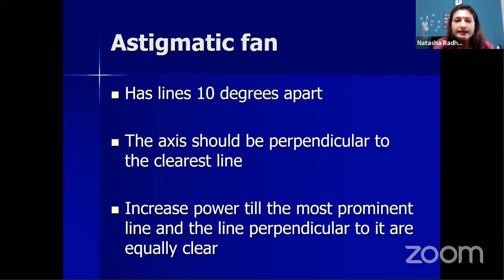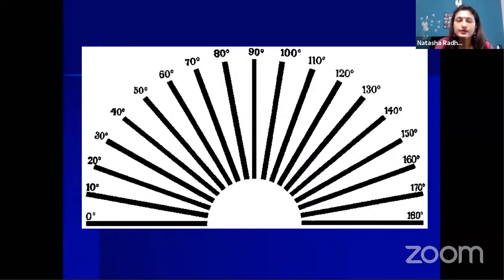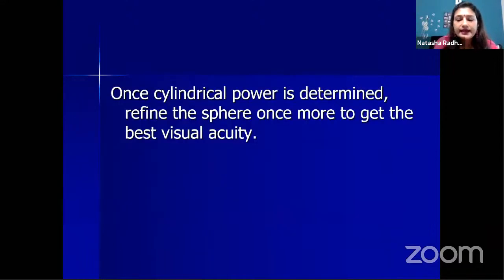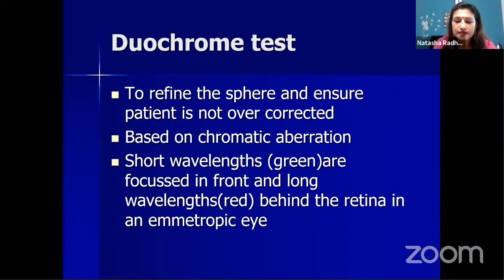The astigmatic fan has lines 10 degrees apart. Now the axis of the cylinder that you're going to place should be perpendicular to the clearest line, and then you can keep increasing power till the most prominent line and the line perpendicular to it are equally clear. That's how you will refine the power with the astigmatic fan. But better than astigmatic fan and astigmatic dial, it's the Jackson's cross cylinder that is universally accepted for refining axis and power of cylinders.